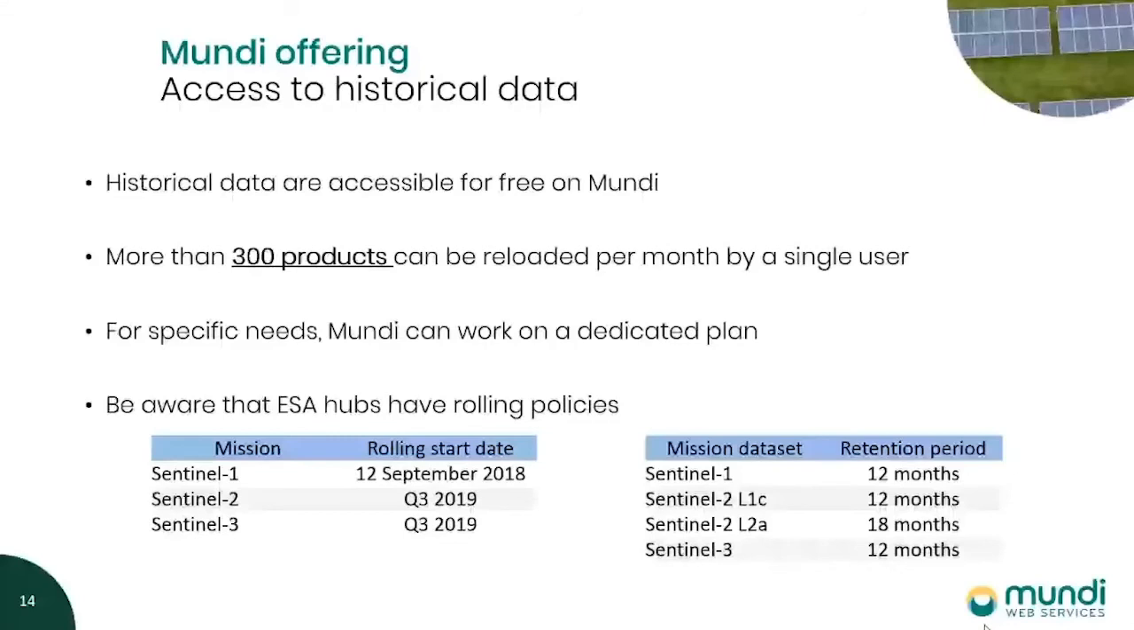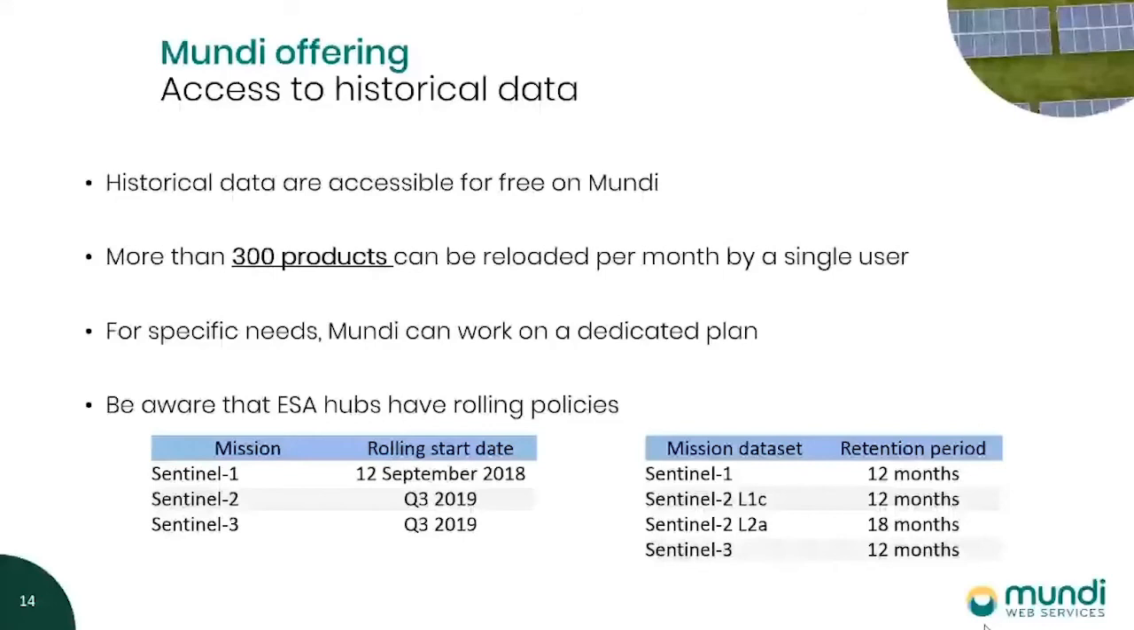If you have more needs, we could also have a dedicated plan for that. We just want the users to be aware that ESA is changing its rolling policies. It starts with Sentinel-1. Last year, they started to move a lot of products to the archive, meaning you have a kind of mechanism to retrieve data that is limited. So if you have a specific need of historical data, we really have a solution in order to solve your issue.